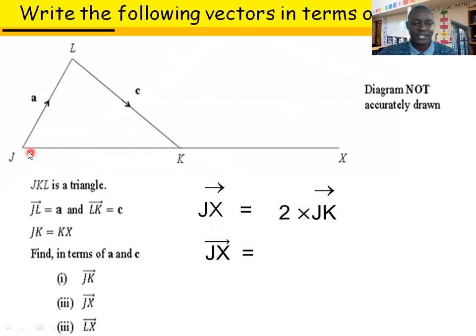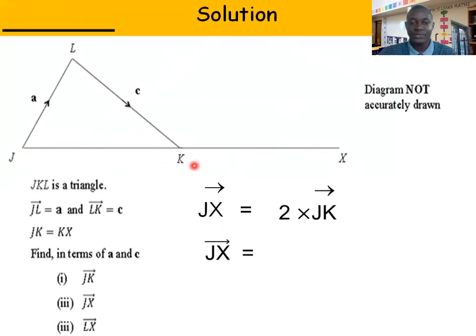Jx is the length from J to X. We have already found Jk. Jk having been found, we multiply Jk by 2 to get Jx. Or you go writing Jk plus Jk equals Jx. So 2 times Jk, of course, is going to be 2 times A plus C.